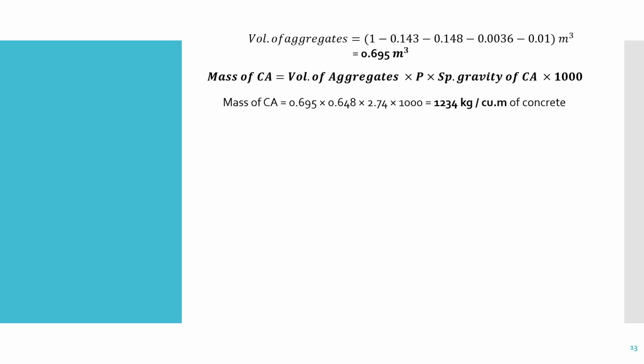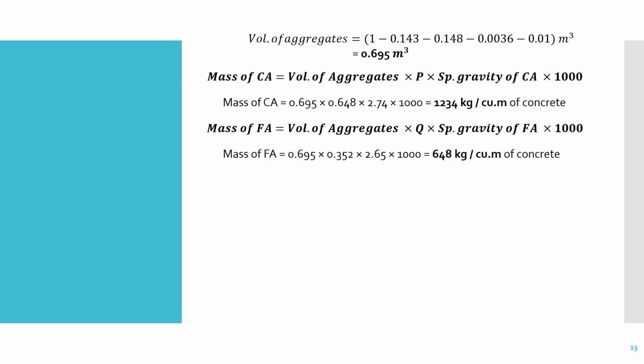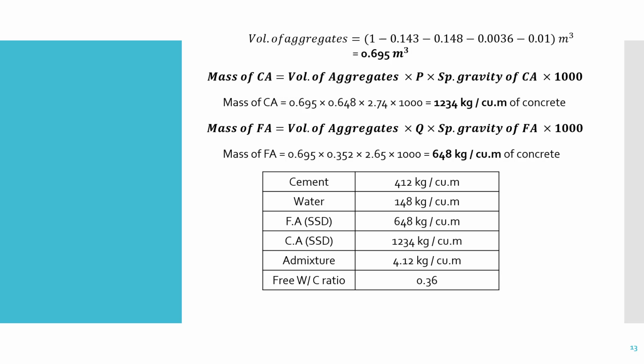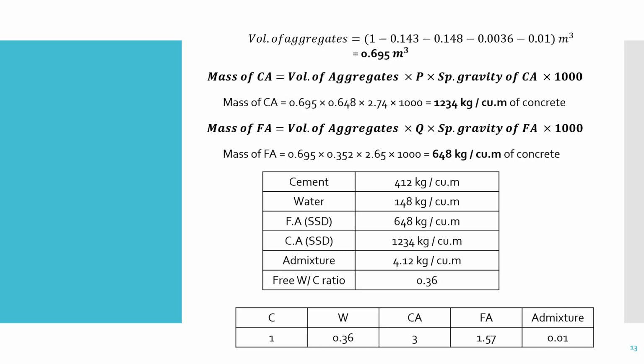We know the expressions to calculate the quantity of coarse aggregate and fine aggregate. The coarse aggregate is found to be 1234 kgs per meter cube of concrete and fine aggregate to be 648 kgs per meter cube of concrete. This table gives the quantities of aggregates in the mix, and the following table gives the proportion of ingredients with respect to cement content.